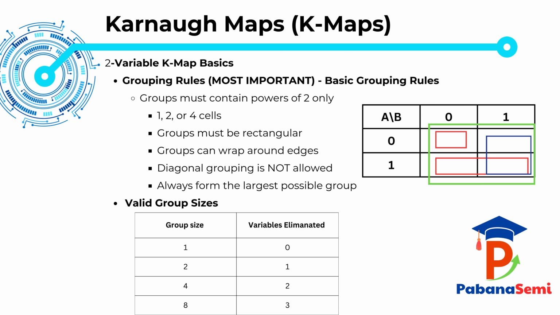Key takeaway. To summarize, use only power of 2 groups. Form rectangular groups. Use wraparound edges. Avoid diagonal grouping. Always choose the largest possible group. These rules ensure that your K-map simplification is correct and minimal.